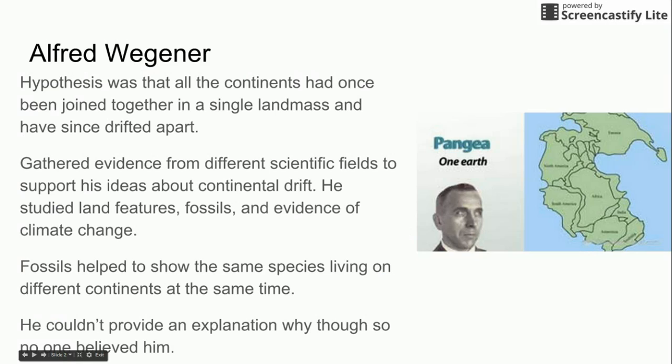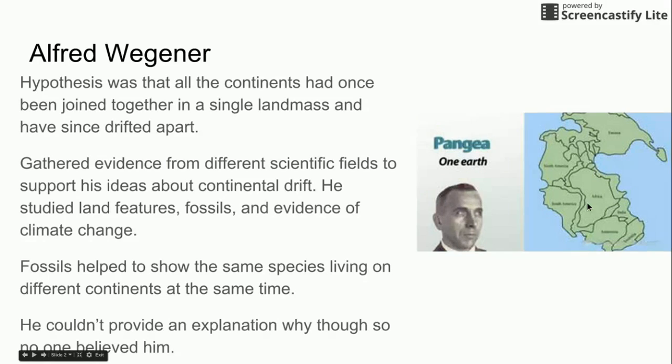He had a hypothesis that all the continents had once been joined together in a single landmass and have since drifted apart. He gathered evidence from different scientific fields to support his ideas, and he studied land features, fossils, and evidence of climate change in order to support them. The fossils help to show the same species living on different continents during the same time period. The problem was that he couldn't provide an explanation why, so no one really believed him at the time.